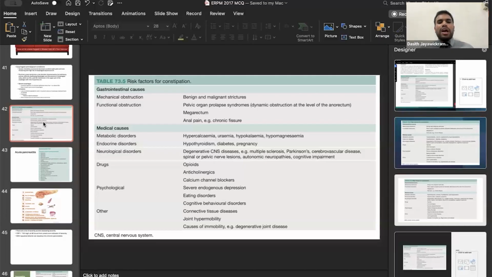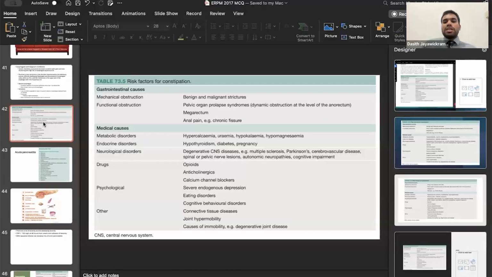Those last causes, like others, are not very important, and the psychological ones again are not very important, but depression is a very common cause for constipation. You should know it. You will encounter a lot of patients in OPD settings with depression and constipation. They will come with constipation, but actually they might be depressed. If you treat that, then the constipation also improves.